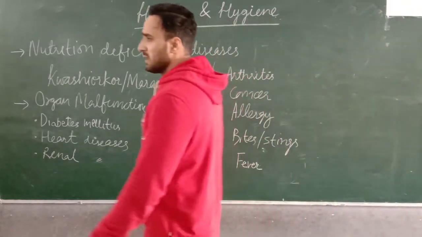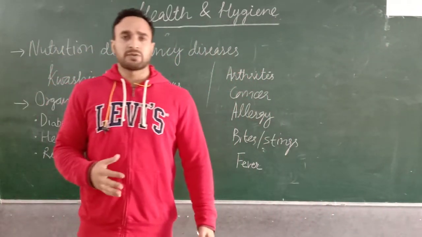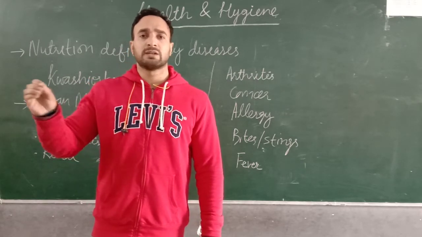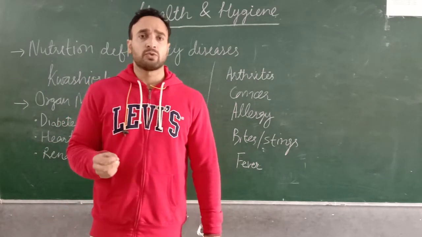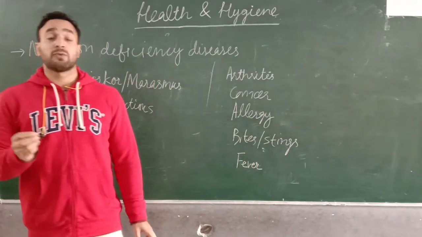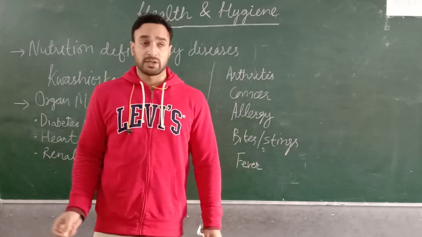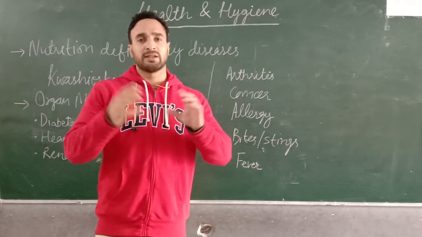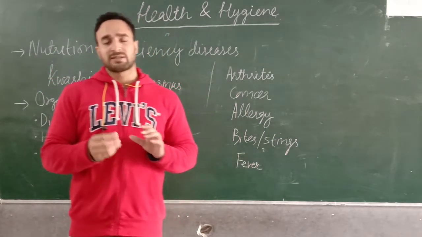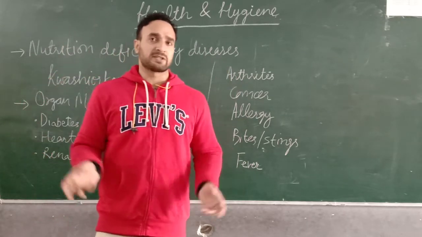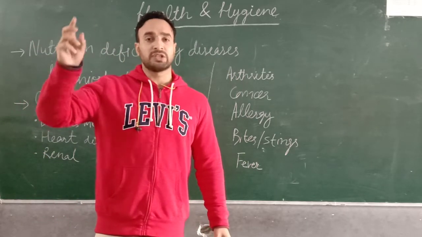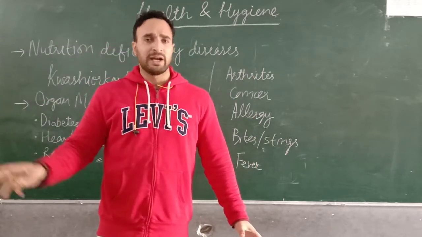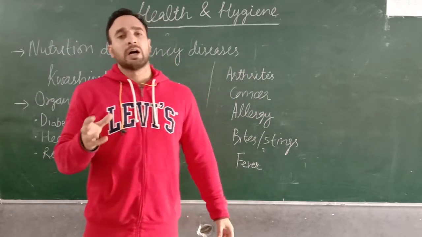Okay, and the other kind of organ malfunction disease is cancer. What is cancer? Cancer is actually a term used for uncontrolled cell division. Like when you go to higher classes, you will study that in the cell cycle, a cell undergoes through different stages. It goes through G1 stage, S stage, G2 stage, then happens the mitosis, and the cycle keeps on continuing.